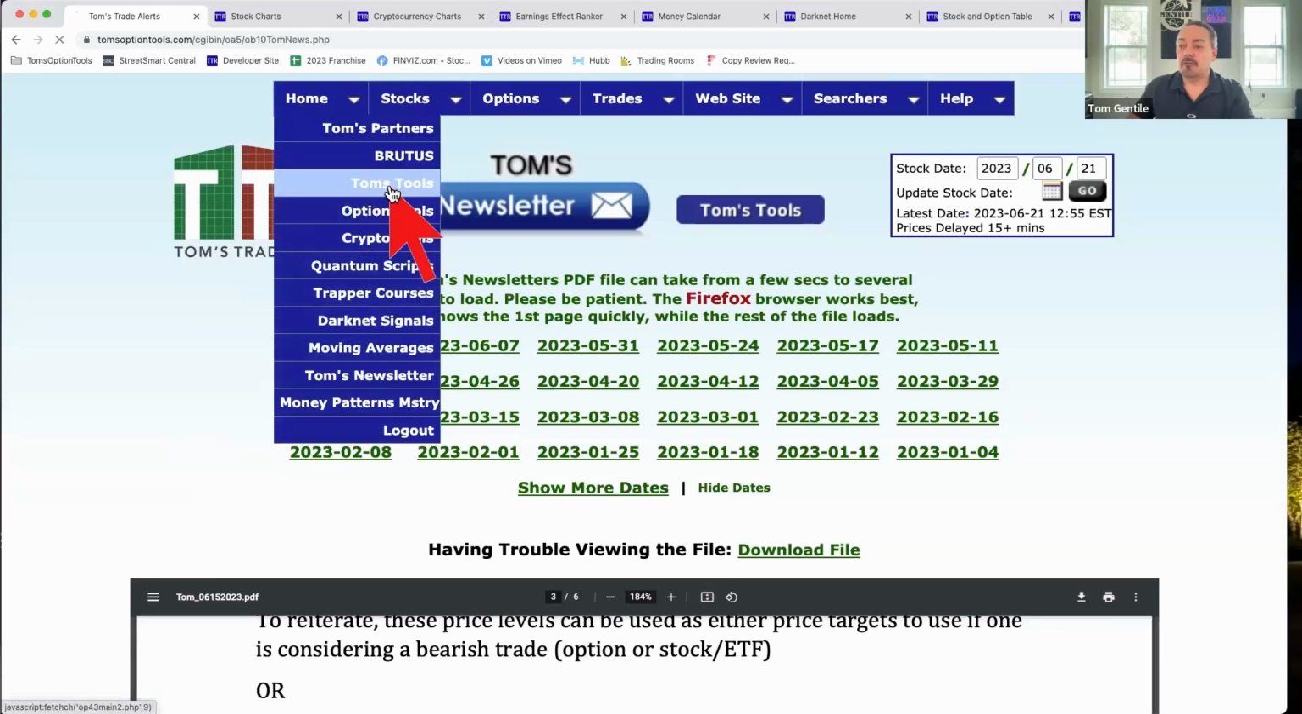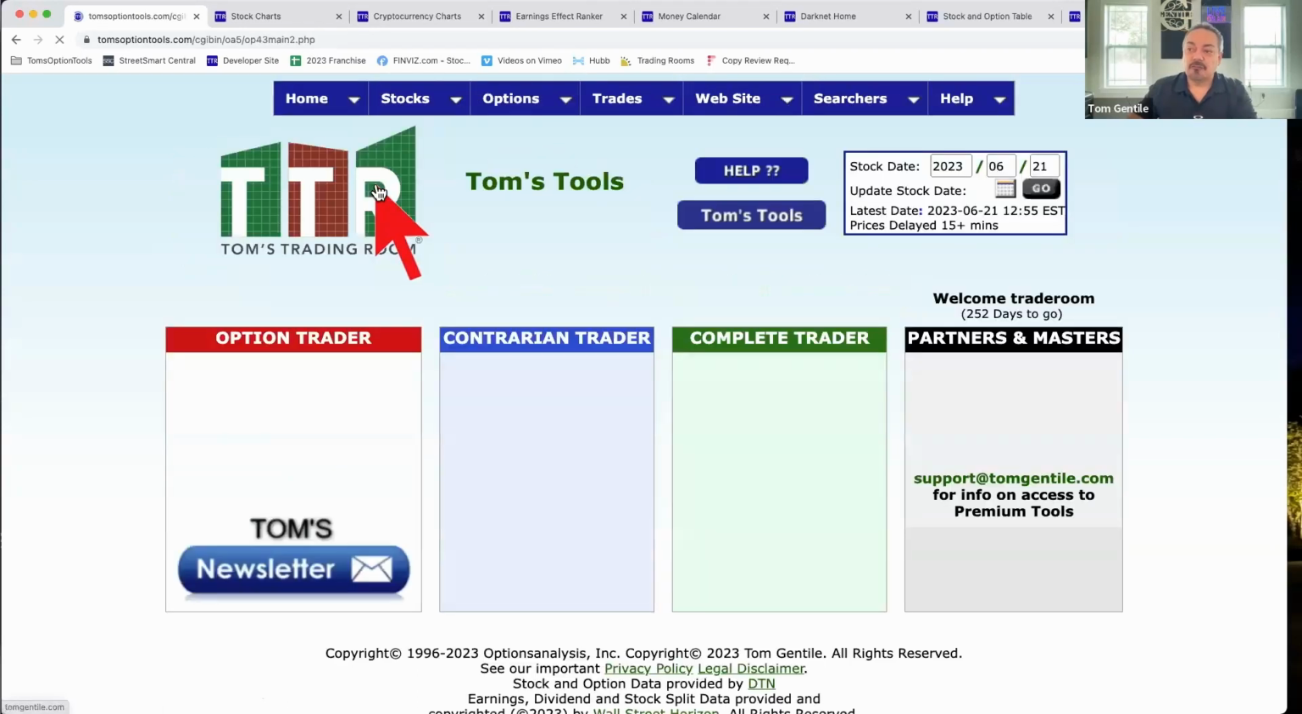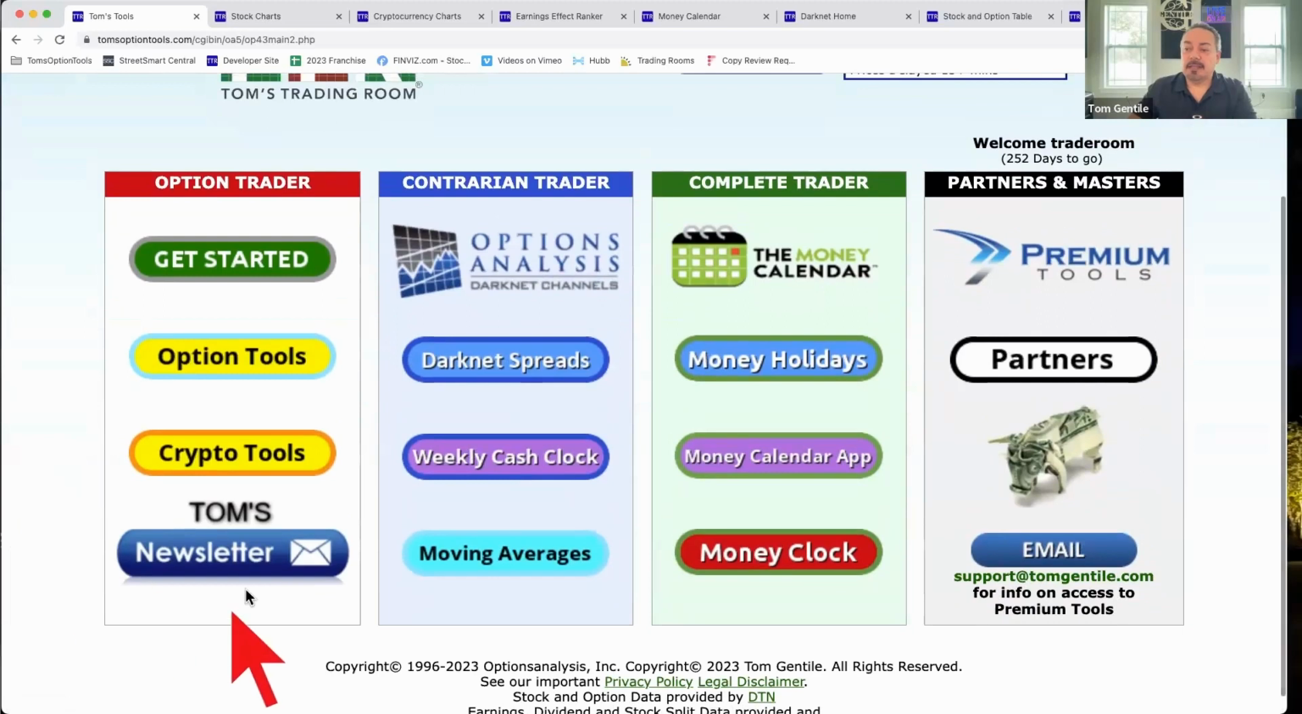Let me go back to our tools, get you back to square one. But again, all of our option tools sit here. This is something called Darknet analysis, which is a contrarian trading pattern that we use. This is our seasonal trading pattern, and these are stackables. So, if you subscribe to Contrarian Trader, you also get Option Trader. If you subscribe to Complete Trader, you get everything to the left.